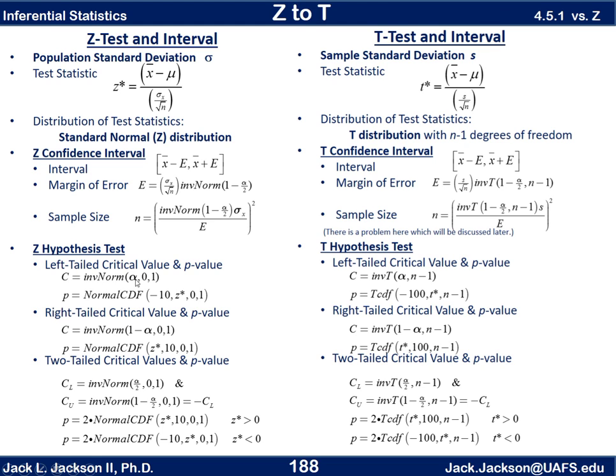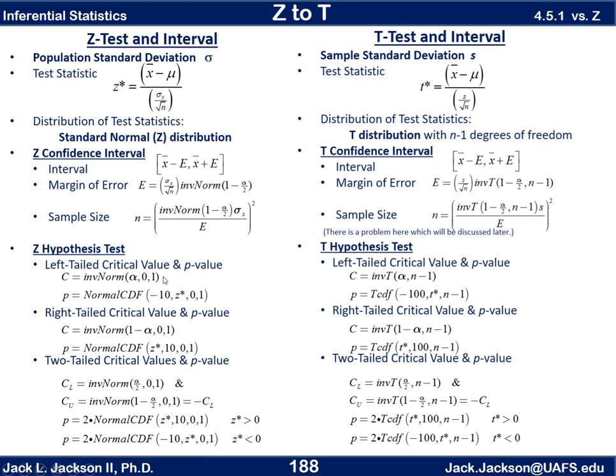Remember, inverse norm, you put in alpha. This is what is the area under the PDF to the left of c. In other words, the probability of getting a z-score that's less than c. Okay, at least under the null hypothesis being true. The corresponding thing over here for the t is just inverse t of alpha, n minus 1.